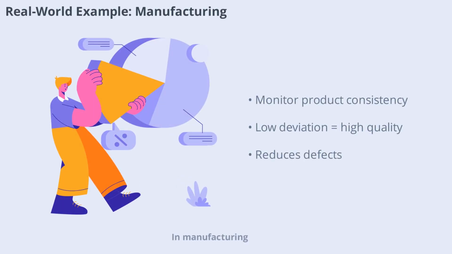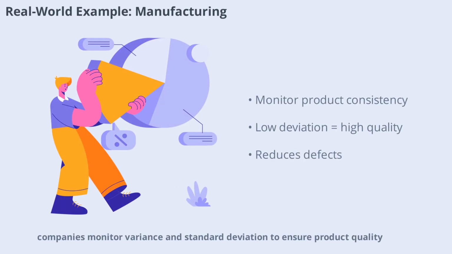In manufacturing, companies monitor variance and standard deviation to ensure product quality. If the diameter of machine parts varies too much, it could lead to malfunctions. By keeping standard deviation low, manufacturers can maintain consistent quality and reduce the risk of defects. This saves time, money, and reputation.